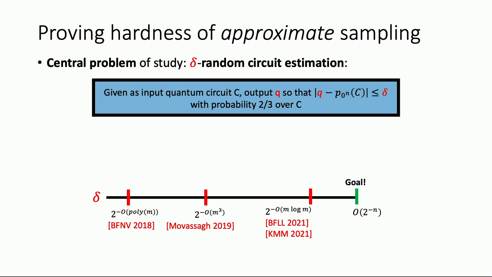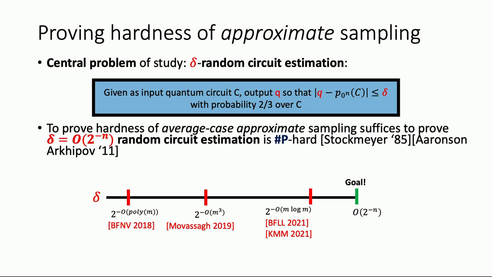We're given as input a quantum circuit C, just like before, and now we want to output a number Q that gives us a delta approximation to the output probability of that circuit with high probability over the circuit, so probability 2/3, let's say. So notice that this is an average case and approximate problem. Again, there's a good day and a bad day. On a good day, probability 2/3 over the circuit, this problem gives us a delta estimate to the output probability. But with probability 1/3 over the circuit, it can output complete crap and still solve the problem correctly. So it's an average case, approximate problem.